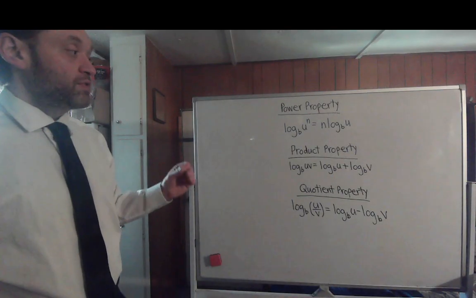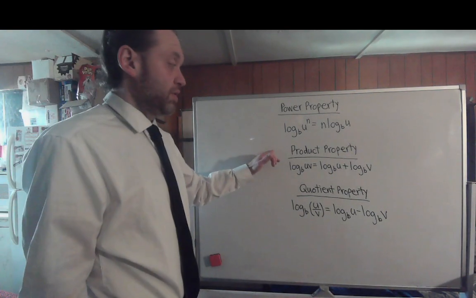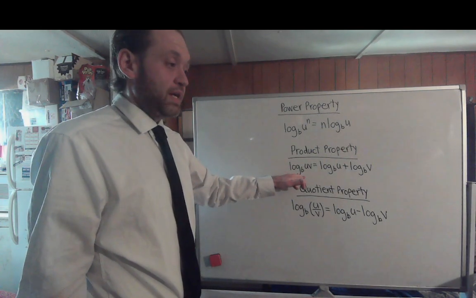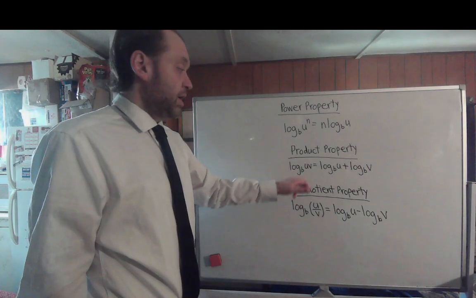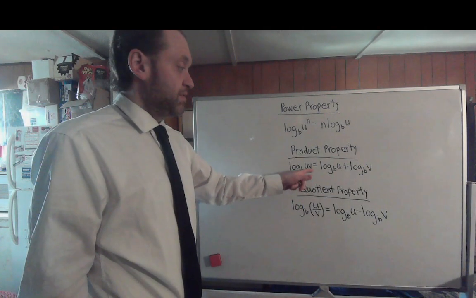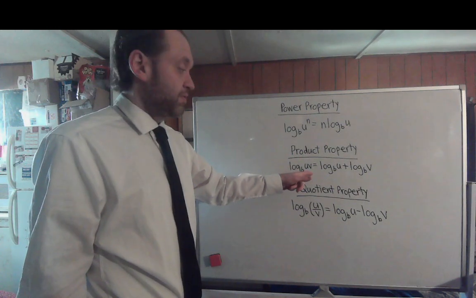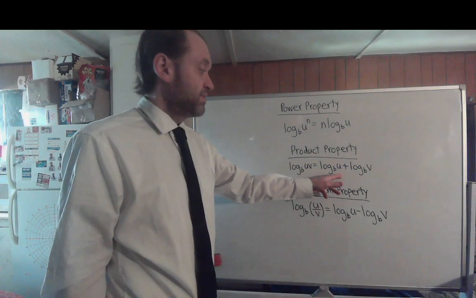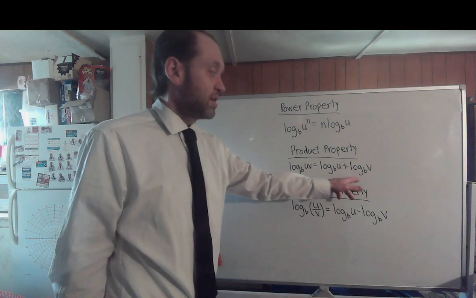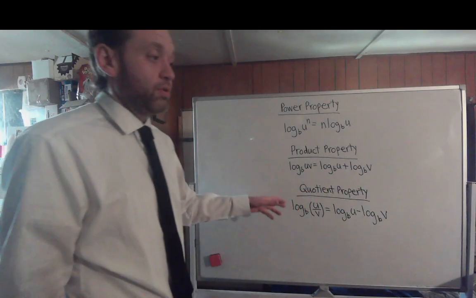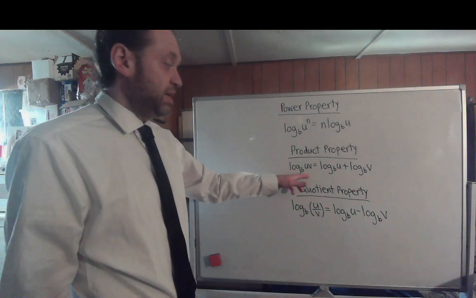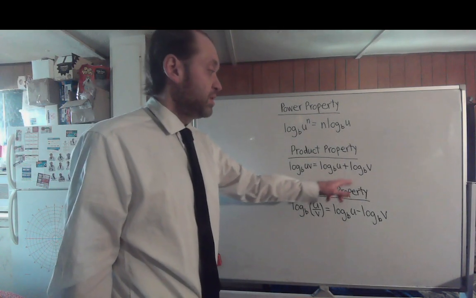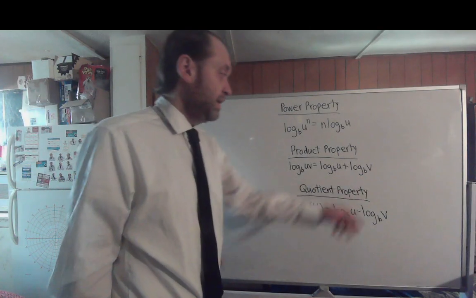And then you have the product property of logarithms. So let's say you have a log with a base of the product of two different numbers. That's the same as taking the log of the base of the first number plus the log of the same base of the second number. So log base b of uv equals log base b of u plus log base b of v.